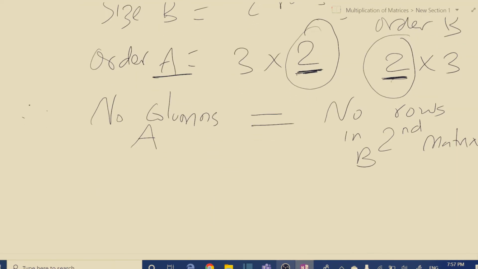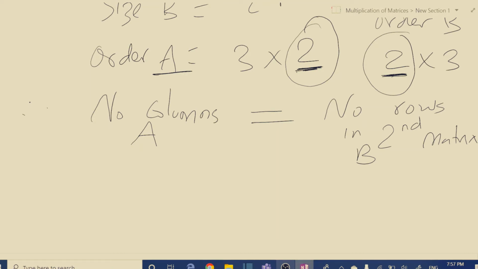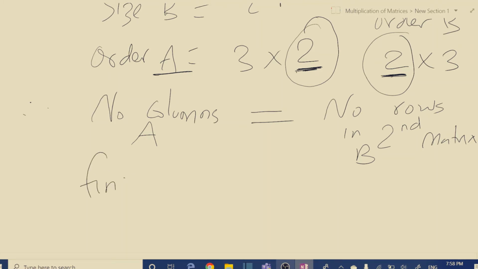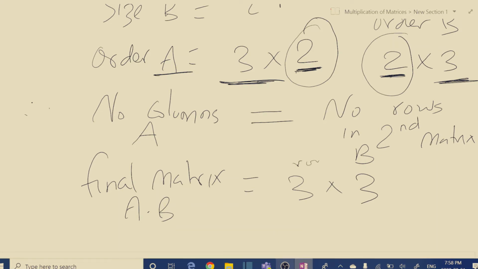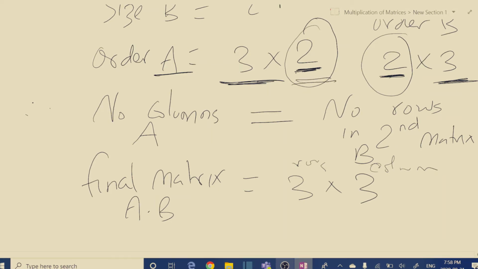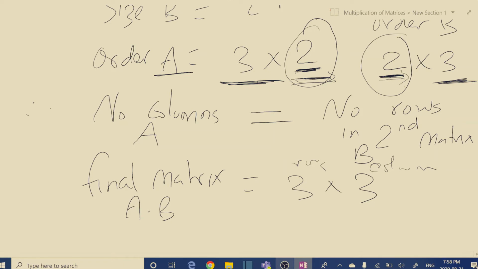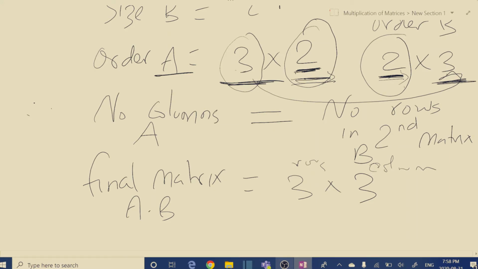Also, what you need to know is that the resulting matrix, your final answer, when you multiply A times B, will have 3 rows and 3 columns. 3 by 3. Okay, so always what you need to look for is that the number of columns in the first matrix should be equal to the number of rows in the second matrix, and your resulting matrix will always have the number of rows in the first matrix and the number of columns in the second matrix.